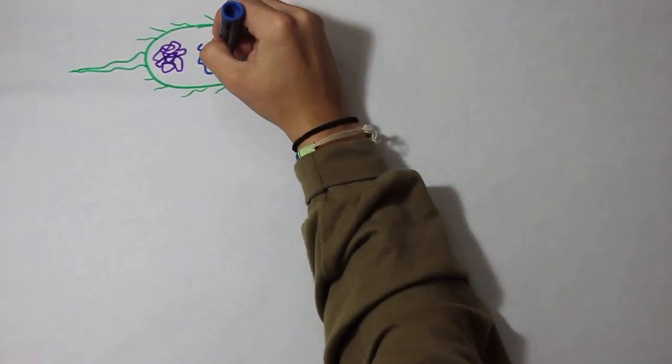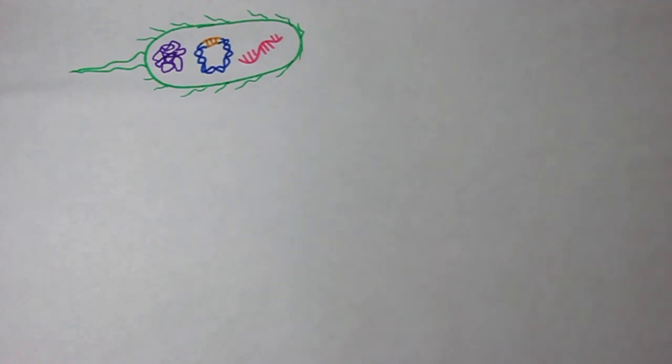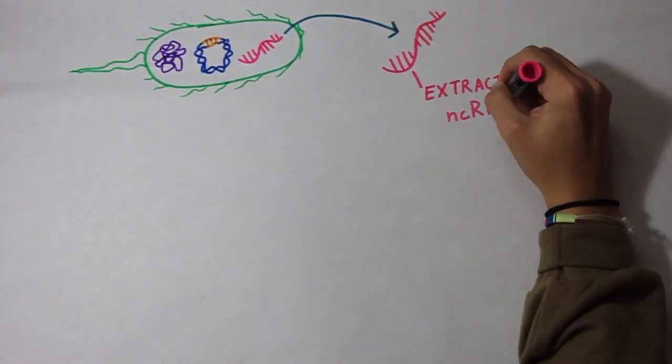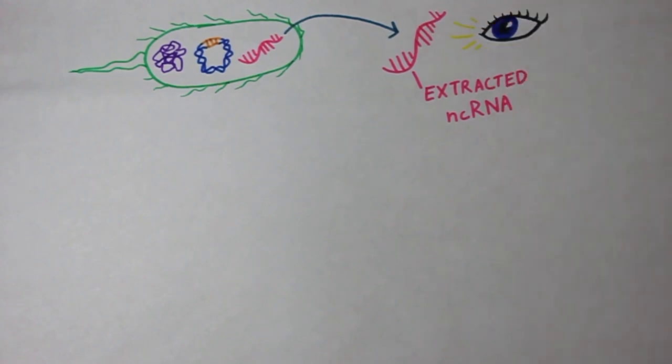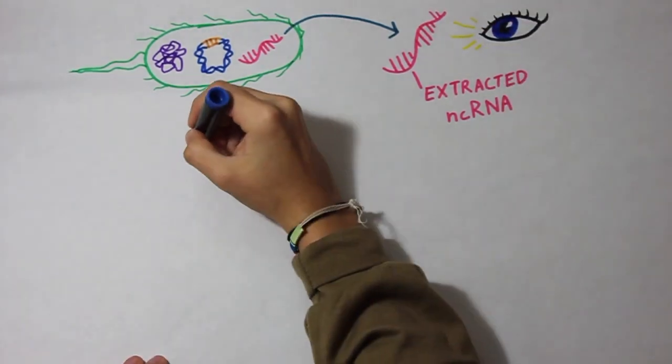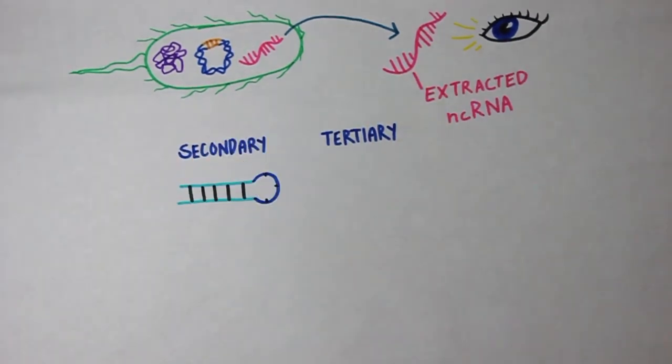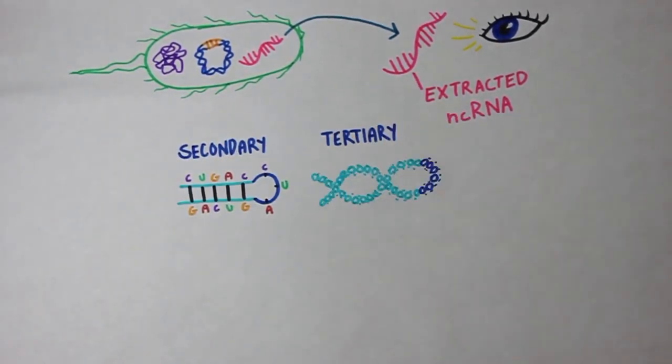Our next step is to extract the non-coding RNA, which is already present in the E. coli cells due to them undergoing transcription during growth. Once pure non-coding RNA is obtained through extraction, we can then visualize it. There are two different ways nucleic acid structures are visualized: through secondary structures and tertiary structures. In creating tertiary structures, it is necessary to use secondary structures as a reference.